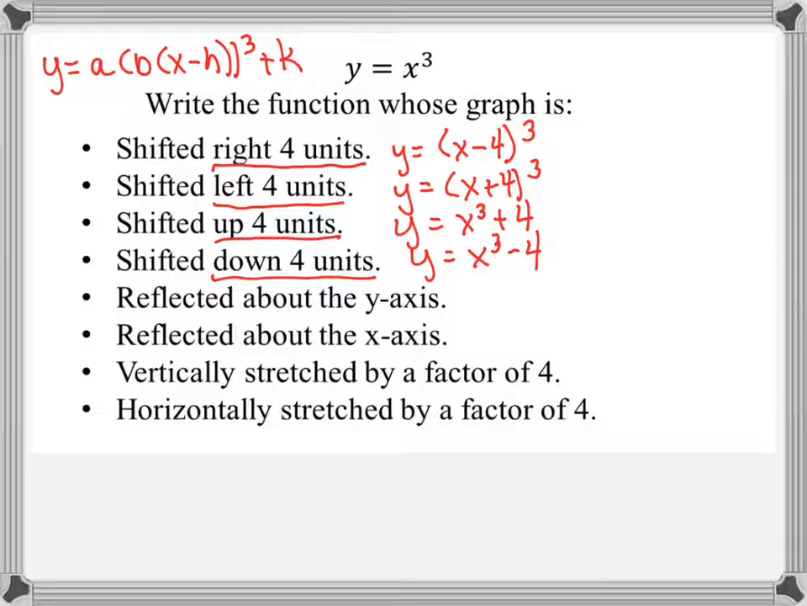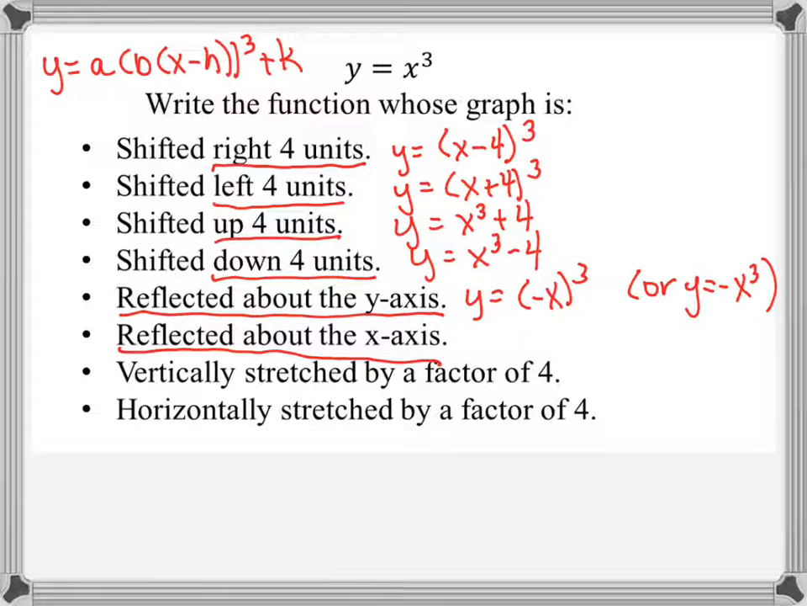Reflecting over the y-axis. Okay, this will be a negative in the b spot. So y equals the quantity negative x cubed. We could simplify that to y equals negative x cubed, but I think the first way of writing this shows that you understand that we are reflecting something over the y-axis. Next, reflecting over the x-axis. That is putting a negative in the a position. So y equals negative x cubed.